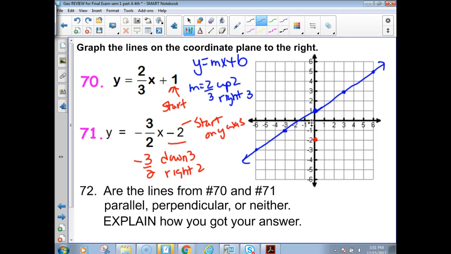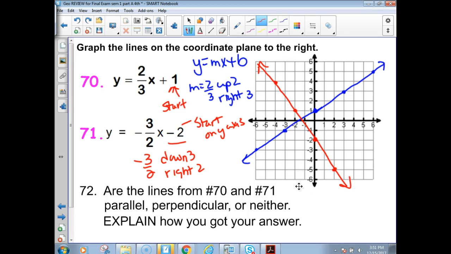Okay, so then I went from -2, I should go down 3, 1, 2, 3, and right 2. Can't do it again. So I'm going to go back to the intercept and go up 1, 2, 3, left 2. And then do that again. Up 1, 2, 3, left 2. And that's all I can do. So now I draw my line.